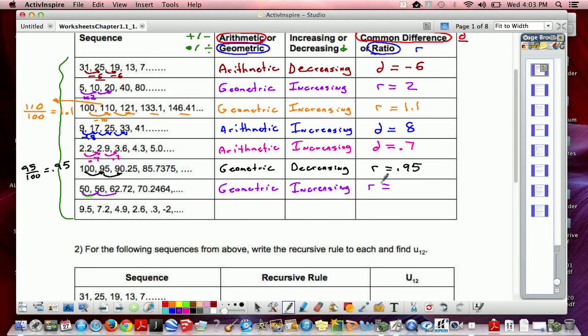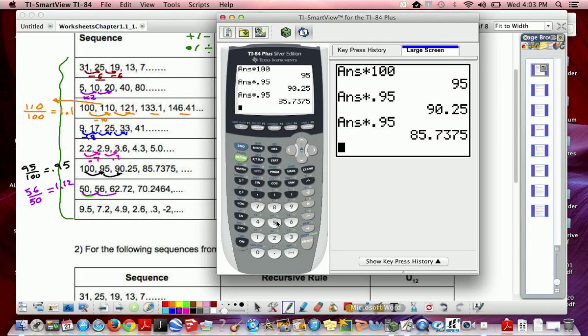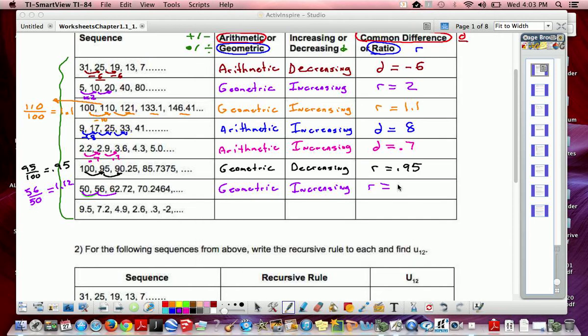So it's geometric, R equals. So if I go 56 divided by 50, if it helps, if you do that on your calculator, I believe it ends up being 1.12, just so that you can see it. 56 divided by 50 equals 1.12. So that one's checking out. And again, you can plug them in and multiply and do that last answer feature to keep on checking.